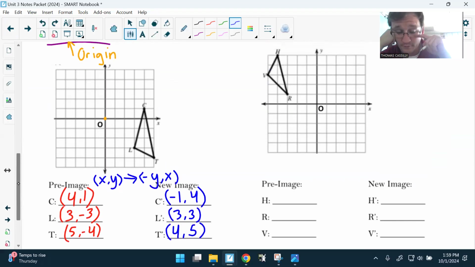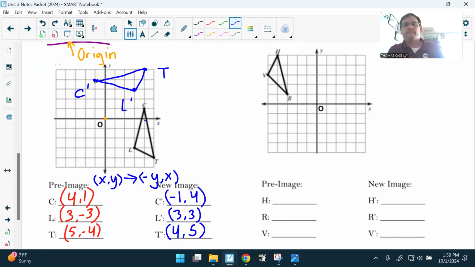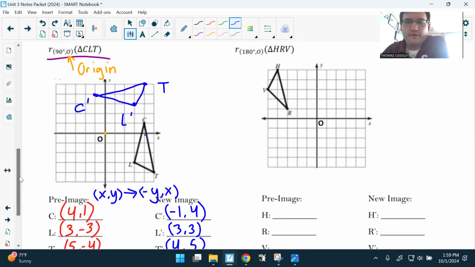I'm just going to go ahead and plot those points now. -1, 4 is going to go right here. 3, 3 is going to go right here. And then 4, 5 is 1, 2, 3, 4, 1, 2, 3, 4, 5 right here. So we have C prime, L prime, and T prime. Connecting those dots, there we have it. And that's all we have to do for this problem.